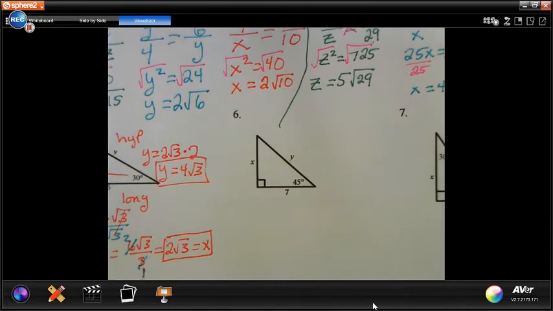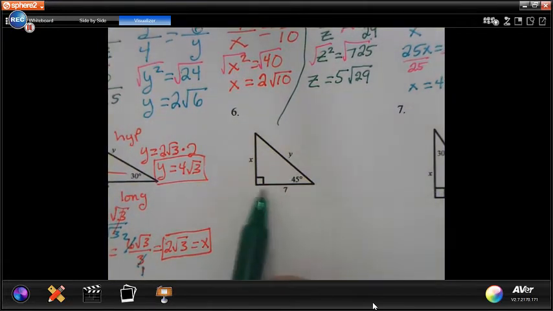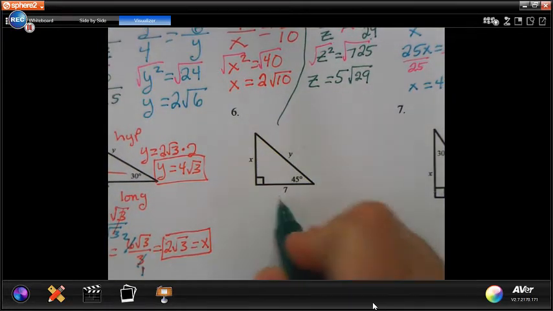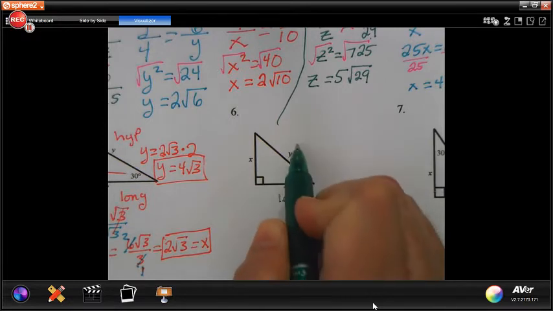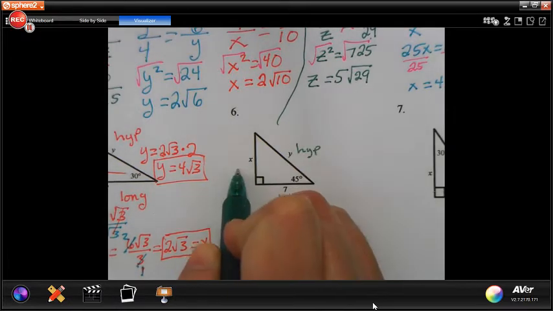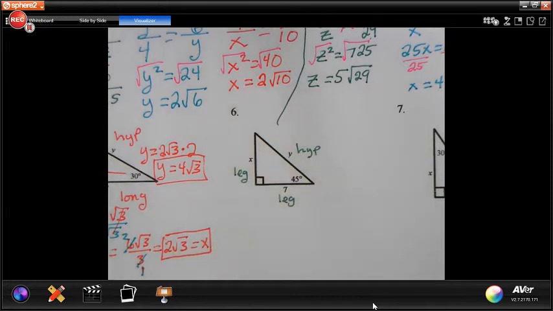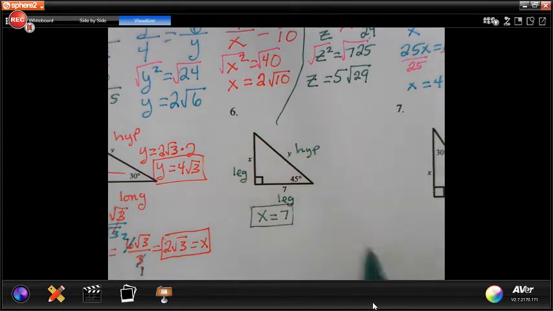So here, since we know that the leg is 7, this is a leg. Oops. Leg. This is the hypotenuse. This is a leg. And the legs are equal. So x equals 7. The hypotenuse, y equals, it's the leg.